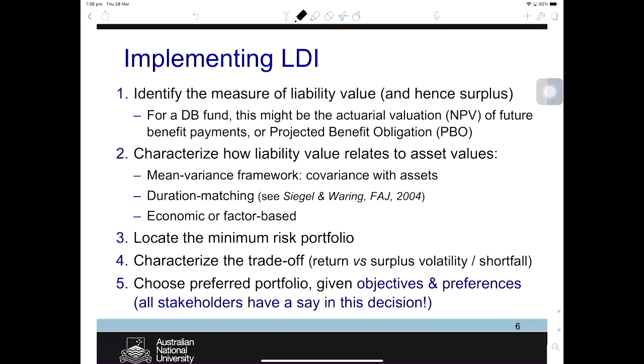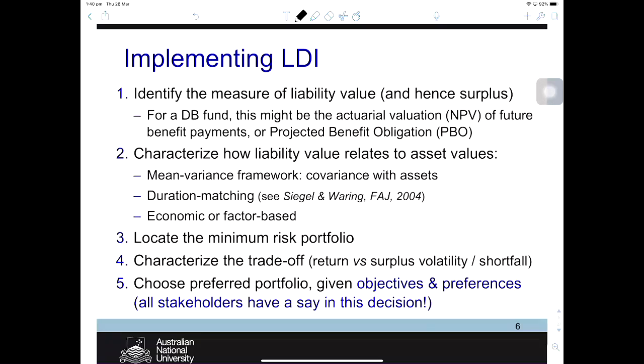To implement liability-driven investment, now we have identified the measure of liability. We have identified the factors or parameters we're going to use in the valuation model of the projected liabilities. Next, we're going to characterize how the liability is going to interact with other assets of my total portfolio if it's going to be considered as a negative bond.